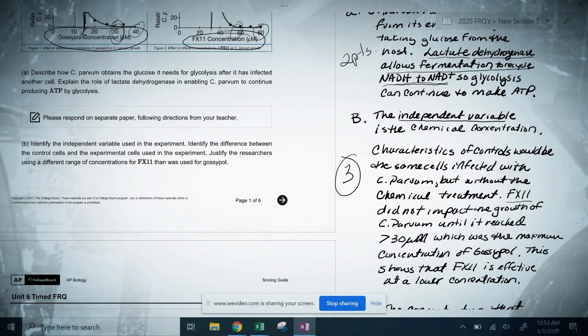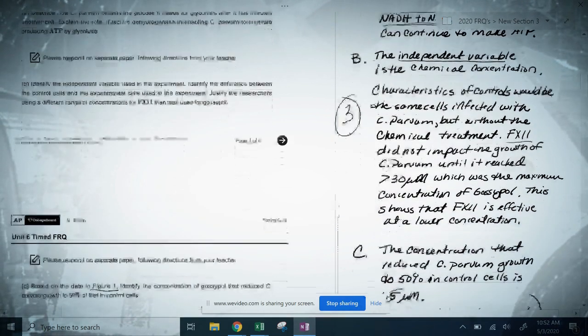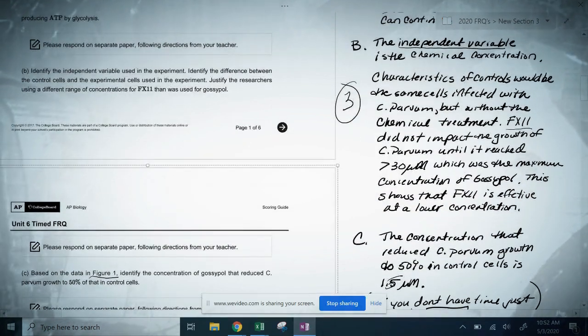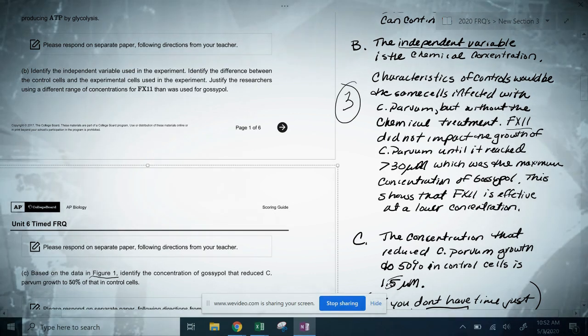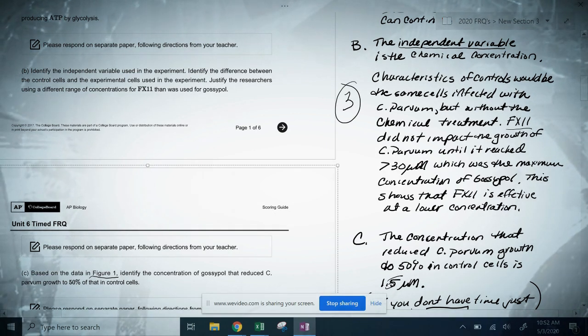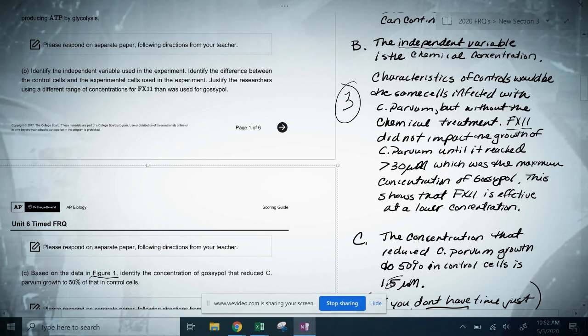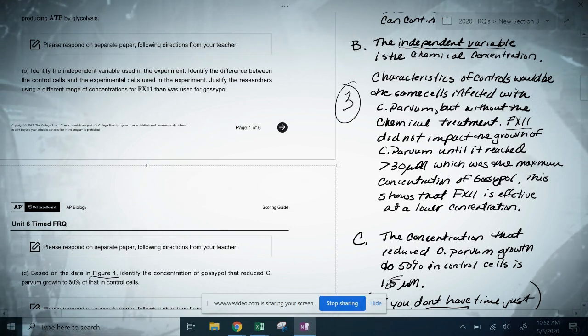Let's go on to letter C. Based on the data in figure 1, identify the concentration of gossypol that reduced C. parvum growth to 50% of that in control cells. All right, so let's go back to figure 1. This is an identify, you just have to write one thing.